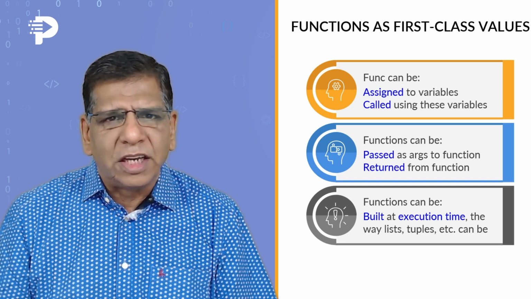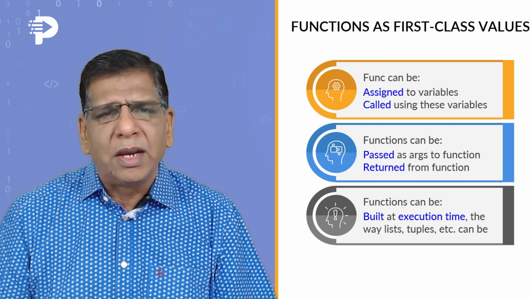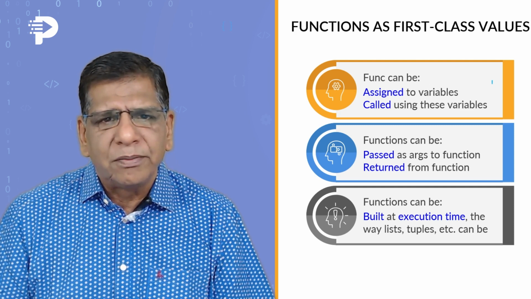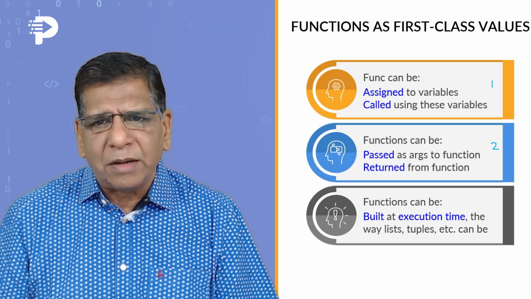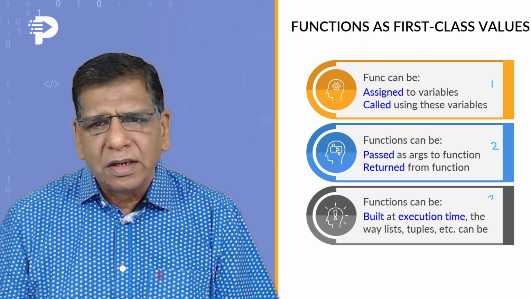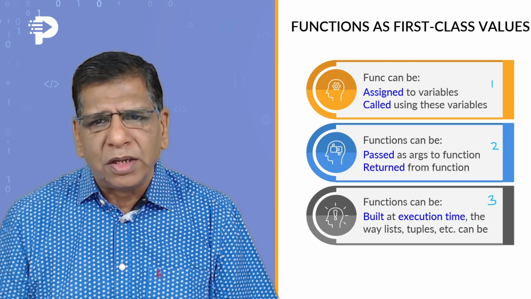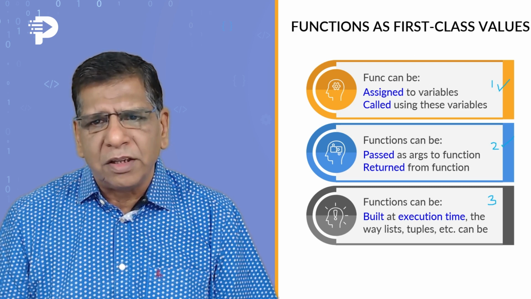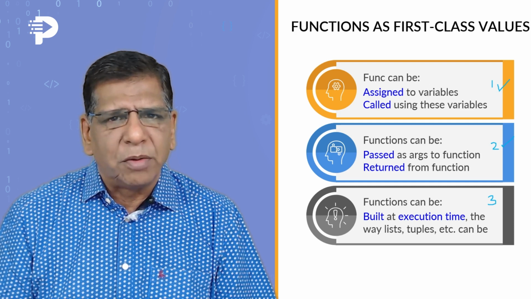Out of these three aspects of a function, the fact that it can be assigned to a variable and it is possible to call a function using that variable, this is the first aspect of it. Second is that we can pass or return a function, and third aspect is that a function can be built during execution. Out of these, first and the second is the one that we wish to cover today. Let's understand this with the help of a program.